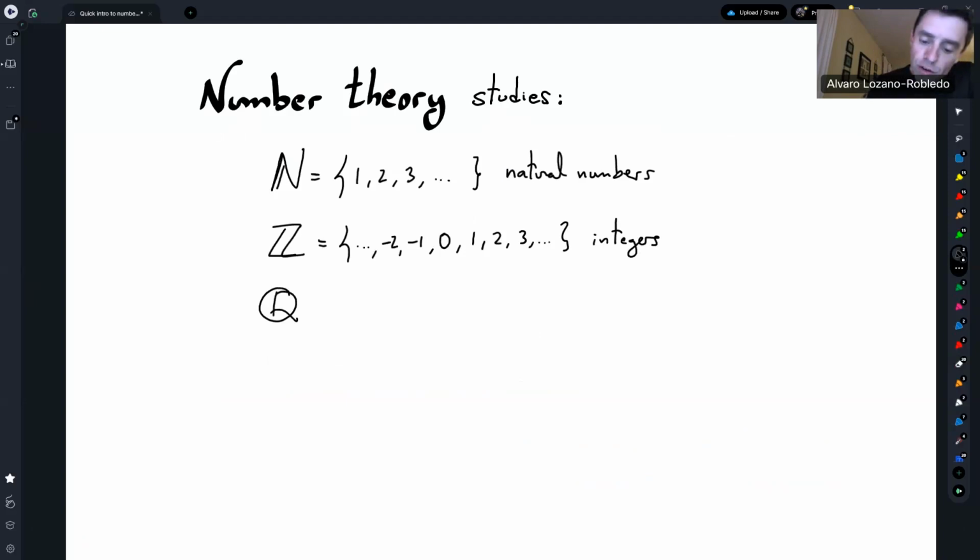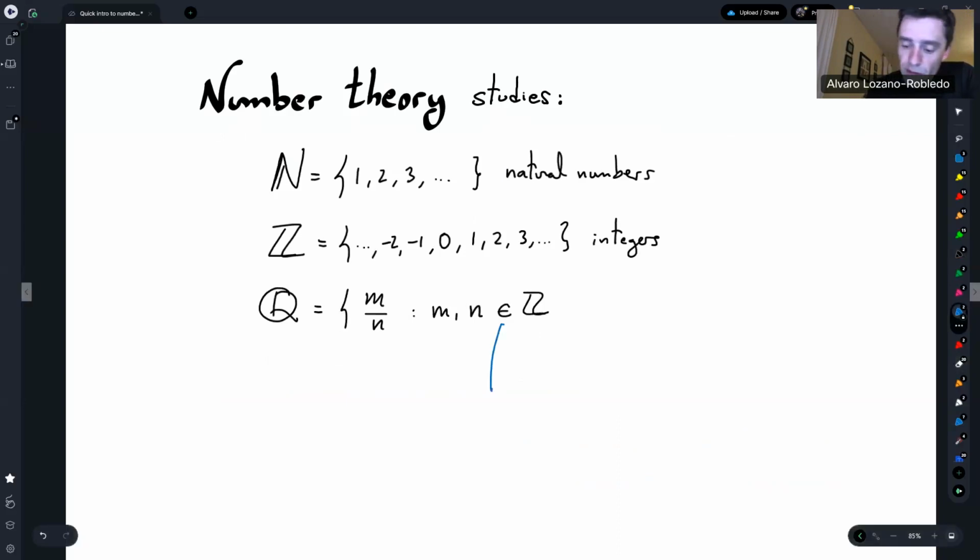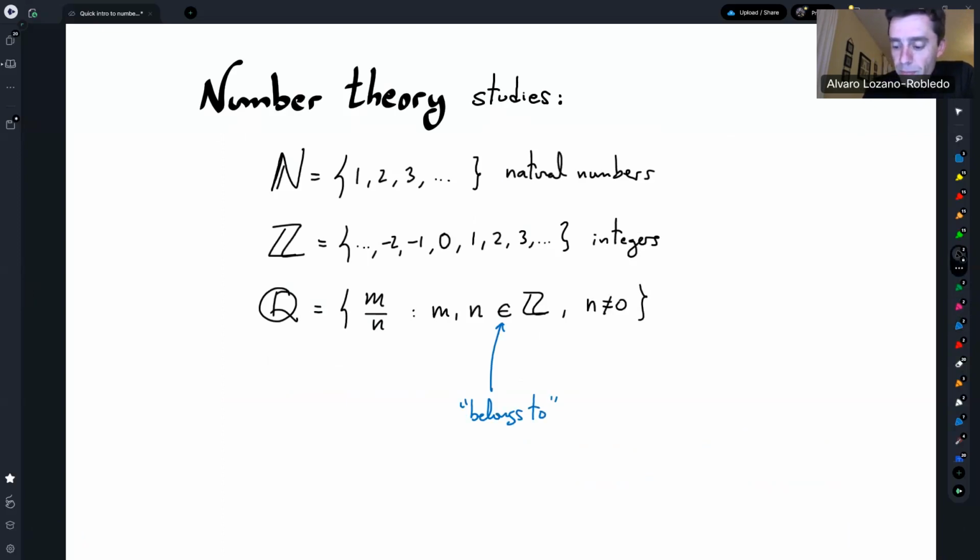And more generally, we're interested in the rational numbers. So the rational numbers are quotients of integers. So quotients of m by n, where m and n are integers. This symbol, if you haven't seen it before, means belongs to. And we require that the denominator is non-zero. So those are the rational numbers.